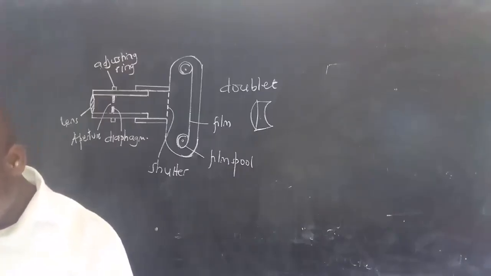Similarities between the eye and camera. Of course, we know both have a converging lens. Both have light sensitive parts for image formation. Of course, one has the retina, another one has film. Both have openings that allow light. Both have the ability to control the amount of light entering.